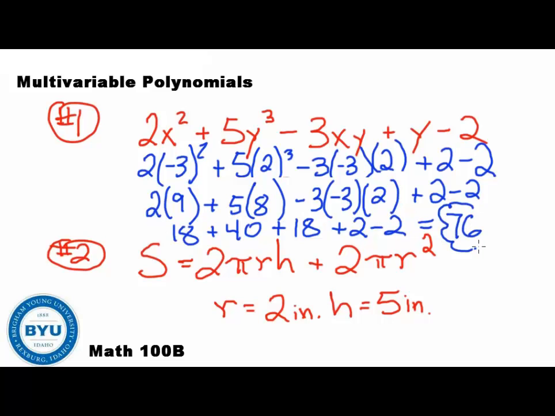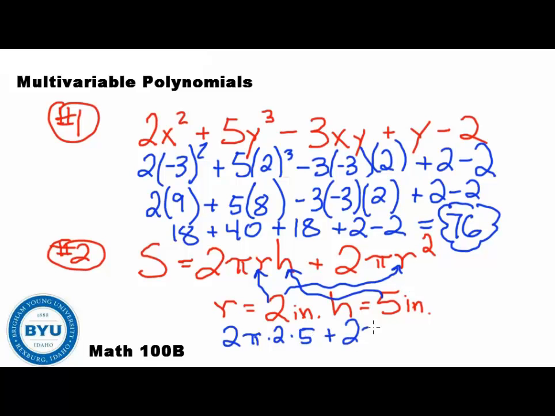How'd you do? Hopefully you did all right. This is just evaluating, doing some order of operations, nothing big. So on this one, we're going to plug 2 in for the r's. So a 2 goes in there, a 2 goes in here, and then a 5 in for the h. And so we get 2 pi times 2 times 5 plus 2 pi times r squared.